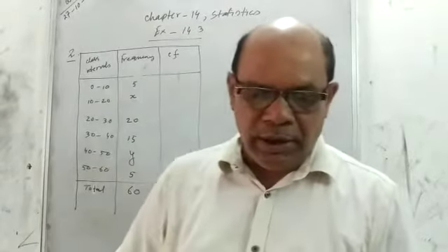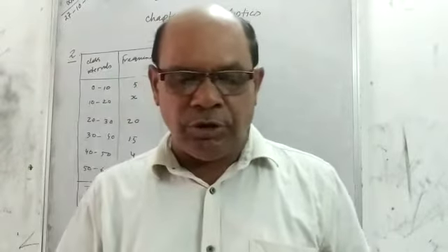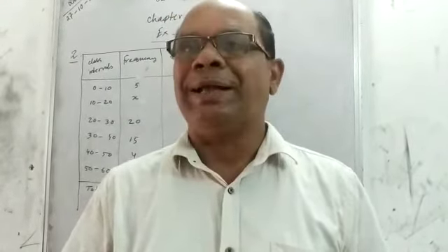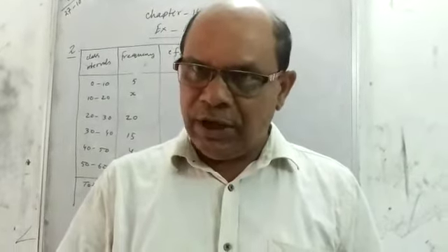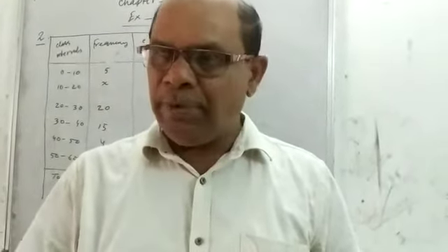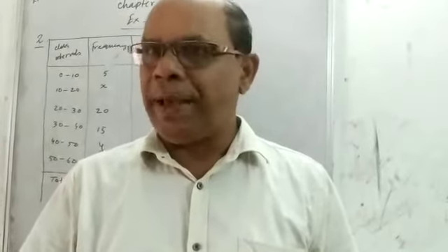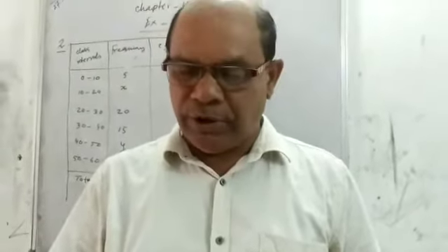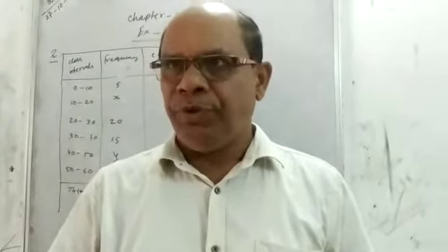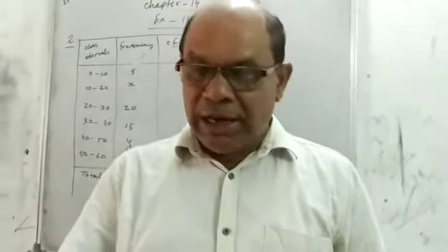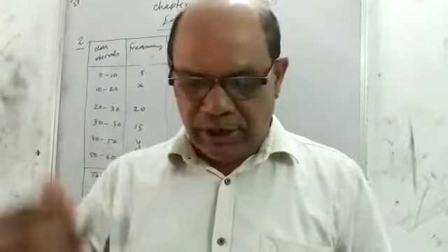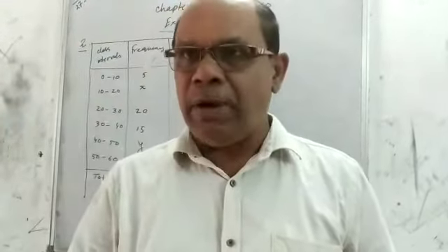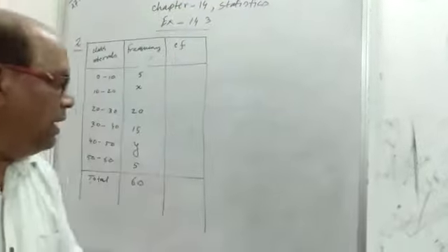Number 2 here says, if the median of the distribution given below is 28.5, find the values of x and y. Here the median is given, a table is given, and we have to find the values of x and y, which are the missing frequencies. So in median, how do we find the missing frequency? In mean you have learned how to find the missing frequency, but in median? See the table here.